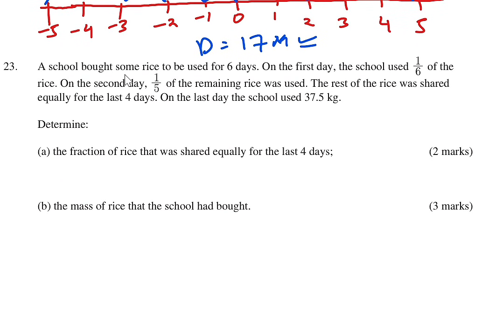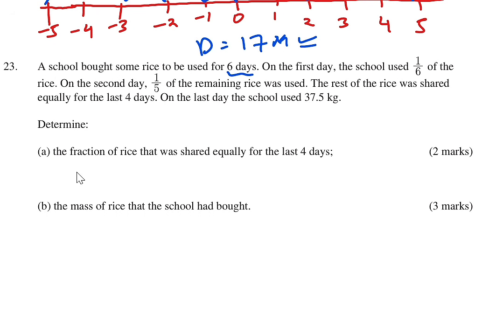A school bought some rice to be used for 6 days. Sawa. On the first day, the school used 1/6 of the rice. The second day, 1/5 of the remaining rice was used, and the rest of the rice was shared equally for the last 4 days. On the last day, the school used 7.5 kilograms.